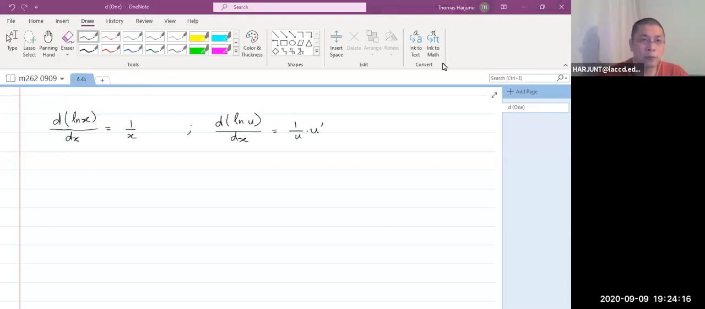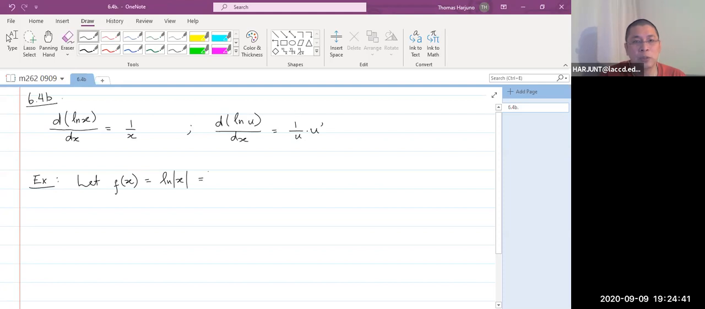So from last time we have seen this. I will go on to formulate even more what happened if we have example 1. Let f(x) equal natural log of |x|, which means it equals natural log of x for x greater than 0 and natural log of negative x for x negative.